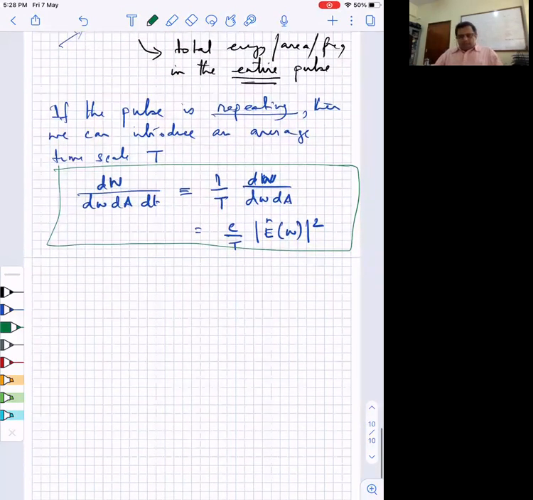Sir, most media consist of some kind of damping factors. So how realistic is it to apply this concept in those materials? Because there the pulse shape or the function of the pulse is not repeating at all. It will decay. Right.